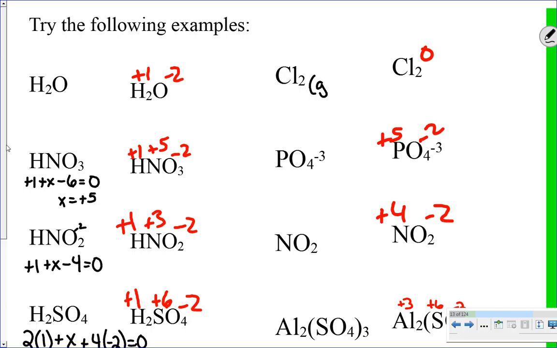Also, sometimes you'll see a G, as in this case, this diatomic chlorine. No charge written with it. Diatomics are considered neutral compounds.